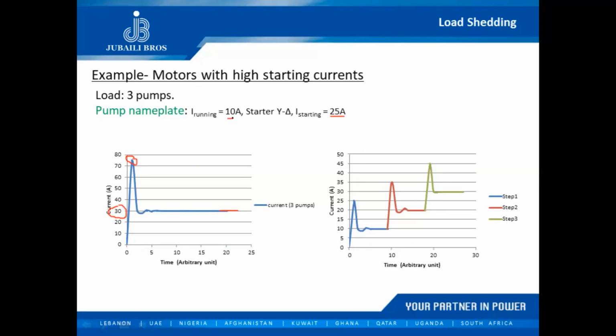drawing 10 amps. Guys, can you please mute your mics?